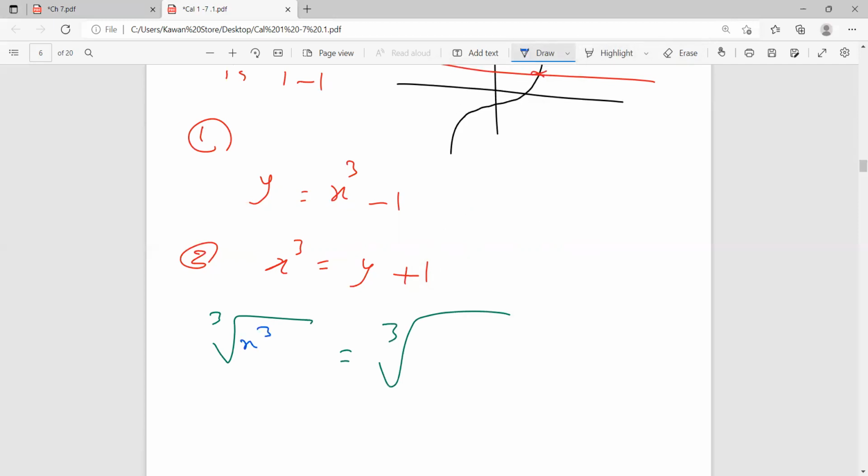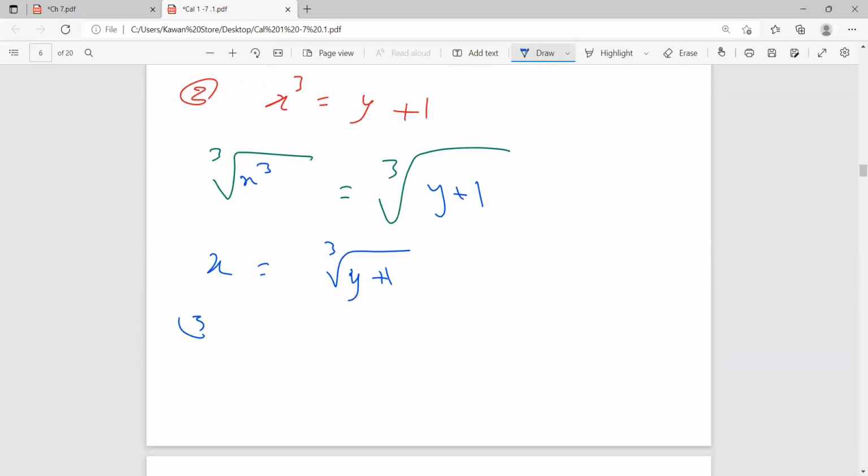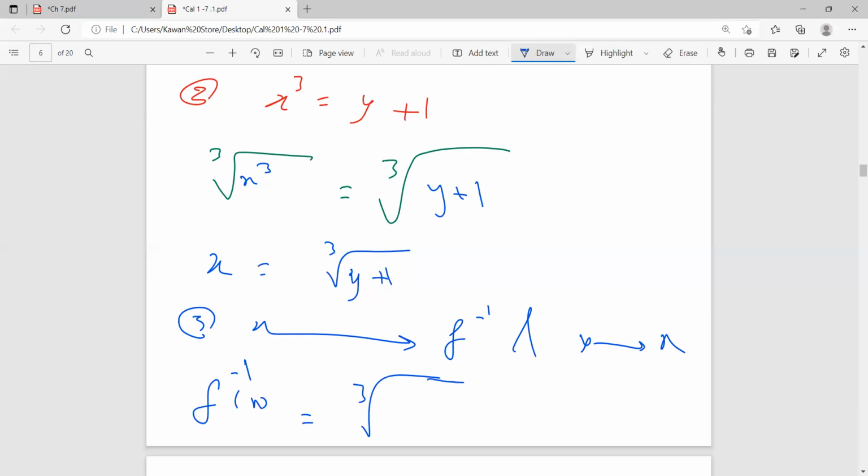x cubed = y + 1, so I'll get x equal to the cubic root of y plus 1. What was the last step? Change x to what? And y to what? x. So I'm going to change that one to what? f inverse of x equals the cubic root of x plus 1. I think it's easy. I need one more example with you.